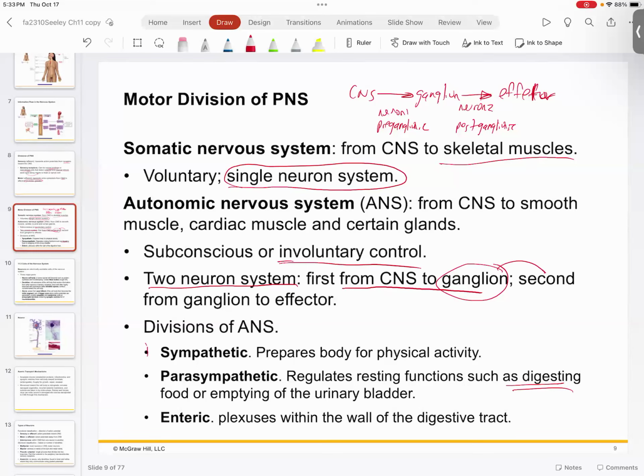You also have another subdivision, which is actually kind of a specialist subdivision called the enteric nervous system, or the ENS. This basically is governed by a series of plexuses, which are networks of neurons in this case. You find them in the wall of your digestive tract, especially the wall of your stomach, and these will regulate digestive activity.